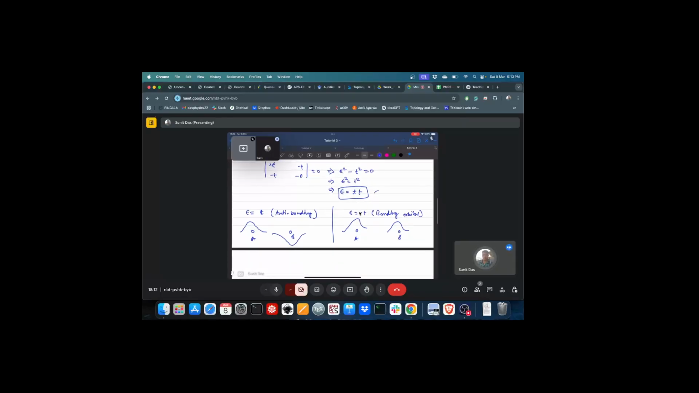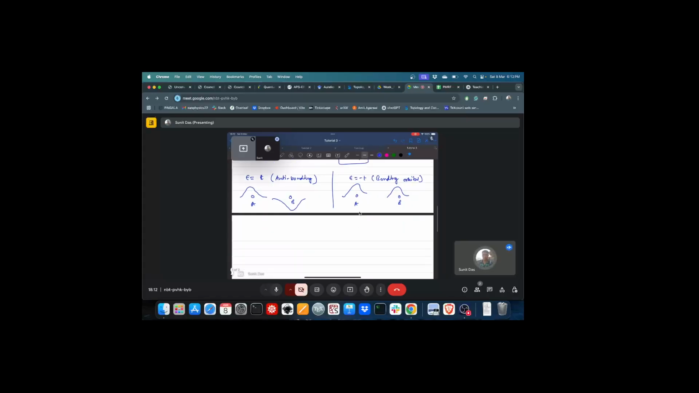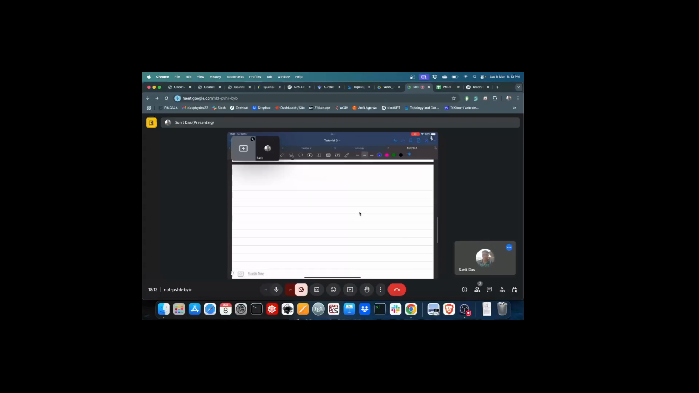and if you find the eigenvectors corresponding to these eigenvalues, let's say u plus, which I am denoting for the positive energy, for epsilon equal to plus t, you will find it is 1 by root 2, minus 1 by root 2, simply. And similarly u minus, which is for epsilon equal to minus t, the ground state or bonding orbital, will simply be 1 by root 2 and 1 by root 2.